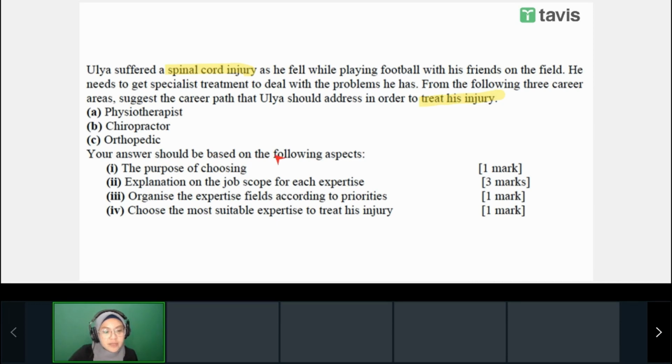Your answer should be based on the following aspects. They give you the aspects already, just make a table. The first one, they ask about the purpose of choosing, why you choose. The explanation about the job scope: explain a bit about what a physiotherapist is, what a chiropractor is, what an orthopedic is. Organize the expertise field according to priorities. Which one should Ulia meet first? Then the fourth one, choose the most suitable. The total mark allocated here is 6 marks.